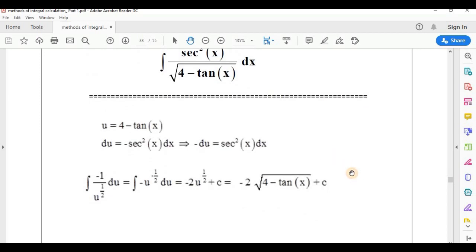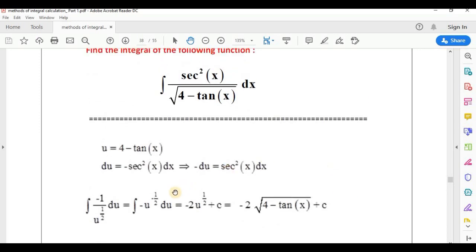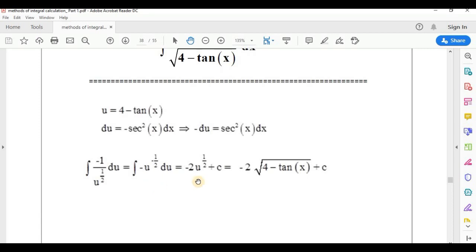The third step, we will substitute the value in terms of u. So it will be the integral of 1 over, this will be u under the root, and this part will be minus du. So it will be minus 1 du. Now it will be easy to find the integral.